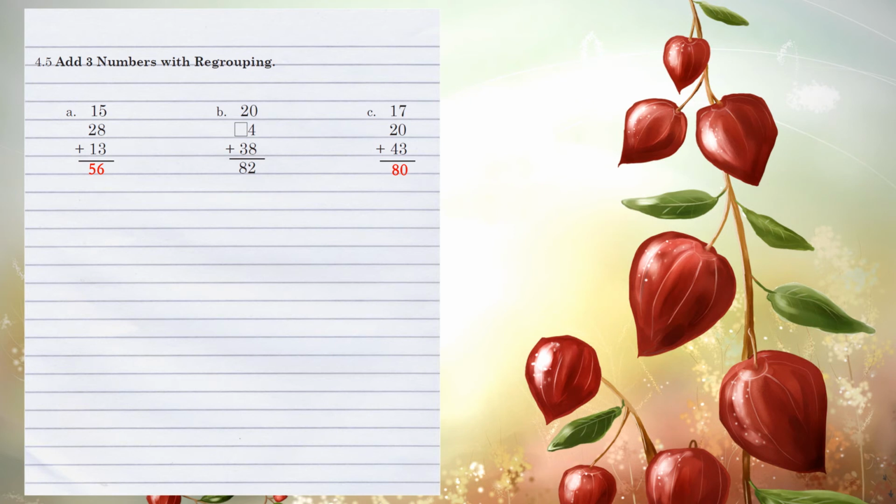Example B. We've got to fill in the missing number. So let's start with the ones. 8 plus 4 was 12, so that's where the 2 came from, carry the 1. Right now in the tens column we have 1 plus 2, which is 3, 3 plus 3, which is 6. So how many more do we need to get to 8? Our missing number has to be a 2.